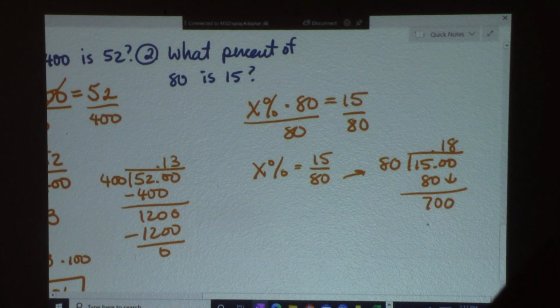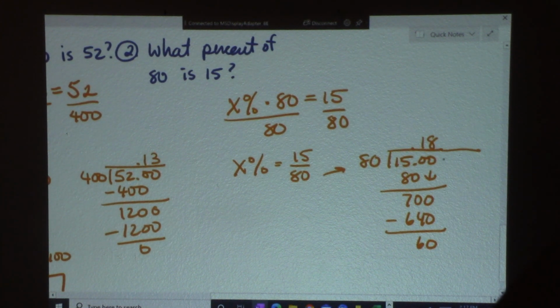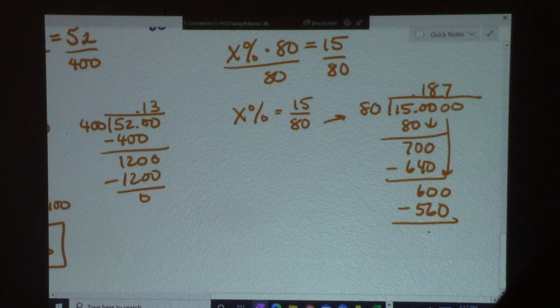8 times 80 is 640. And I get 60, and I'm going to extend my zeros here. Bring down another 0. 80 goes into 600 7 times. And I get 40. Bring down another 0, and I get 5. And that works out exactly.